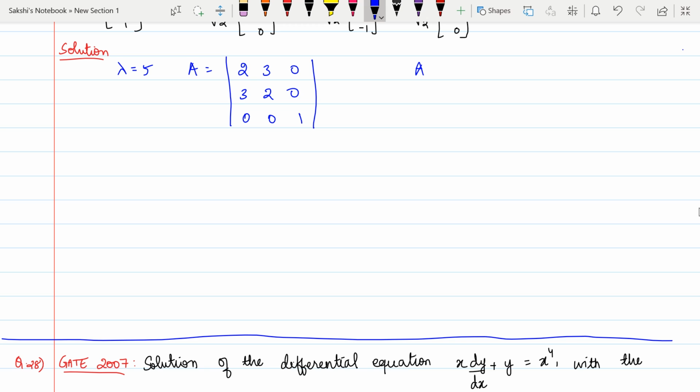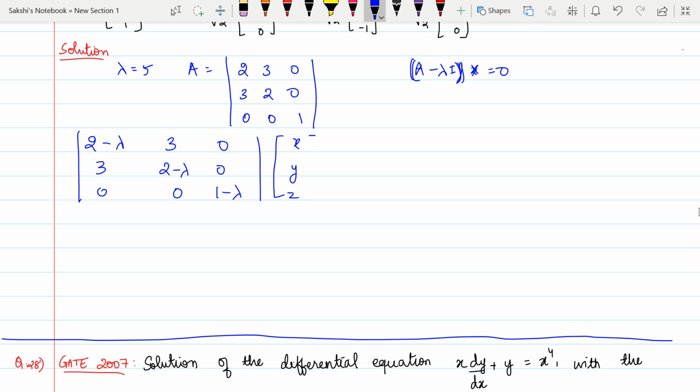We have to find the eigenvector. So we can use the characteristic equation, A minus lambda I into x is equal to 0. So I'll be getting 2 minus lambda, 3, 0; 3, 2 minus lambda, 0; 0, 0, 1 minus lambda, into x y z equal to 0. Instead of lambda, I'm going to use 5. Here lambda will be equal to 5.